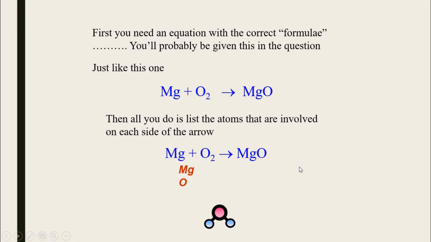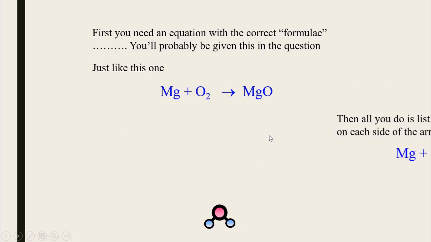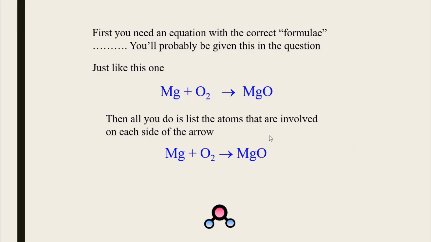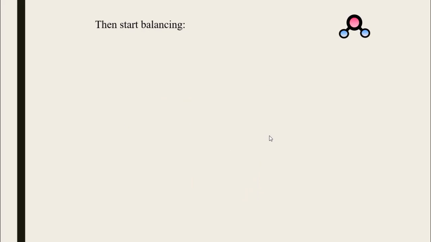To balance the chemical equation, you have to list the atoms that are involved on each side of the arrow. For example, here I have the atoms that are involved in the chemical reaction: magnesium and oxygen, and here magnesium also and oxygen. Like here, I have magnesium and oxygen, they are the reactants. And here, magnesium and oxygen, which are the products. Then we start balancing.